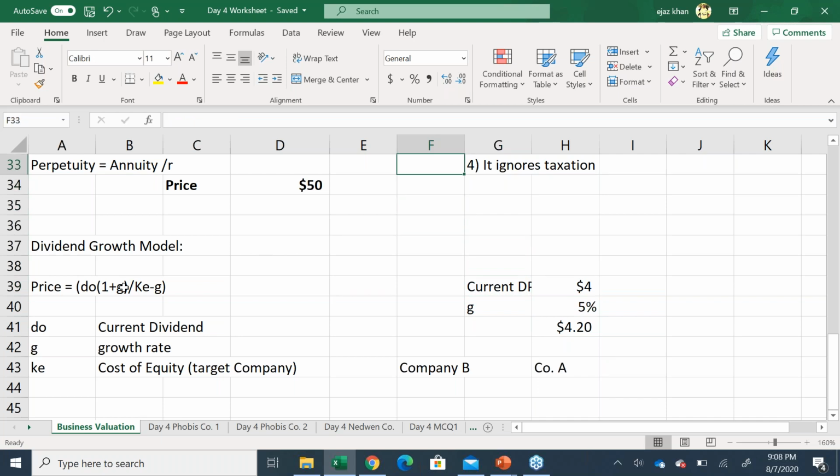So these were the few points that you should remember. And if you remember, in the start of the session I told you that it's the small mistakes that result in a failure in the financial management paper. And these are those small mistakes that usually students make and they lose marks. No, in the denominator, the growth should always be there. KE minus G should always be there. I'm just talking about the numerator. In the numerator, either put $4 with 1 plus G or 4.2 without 1 plus G. But in the denominator, it should always be KE minus G.